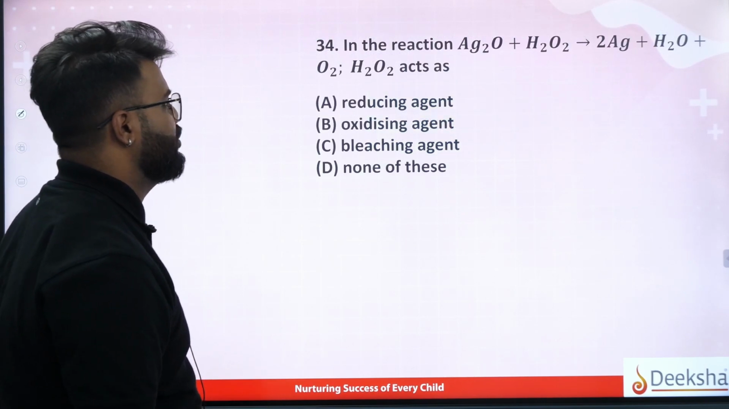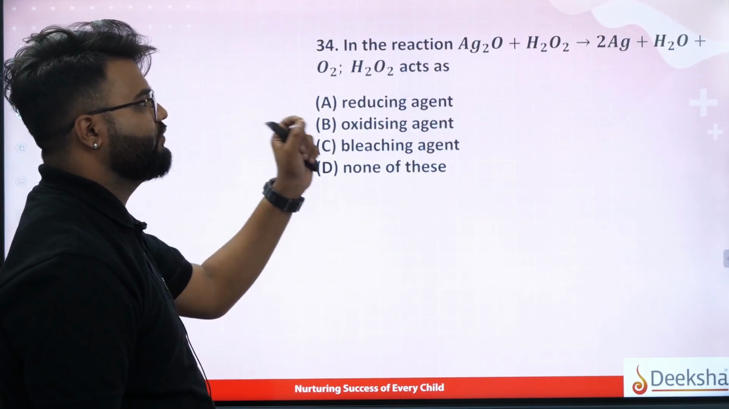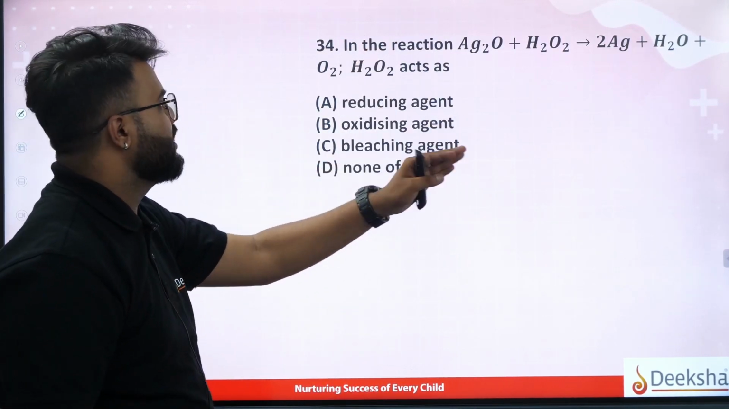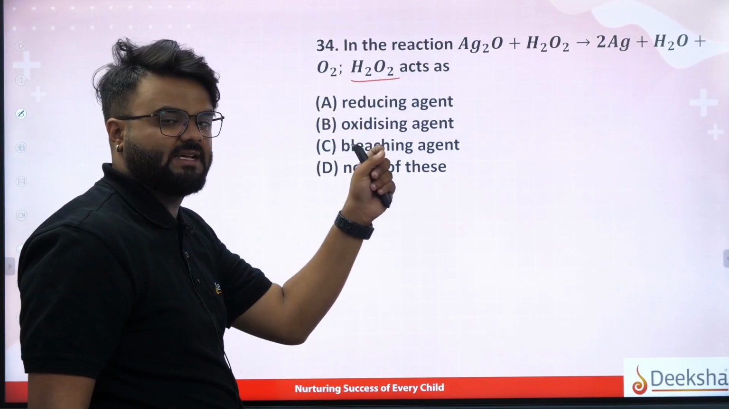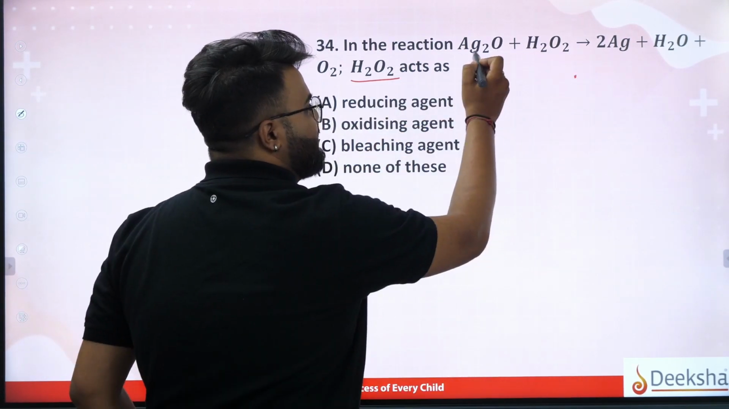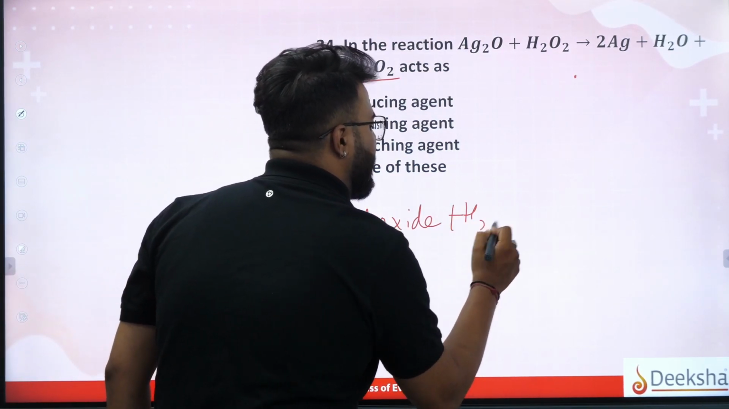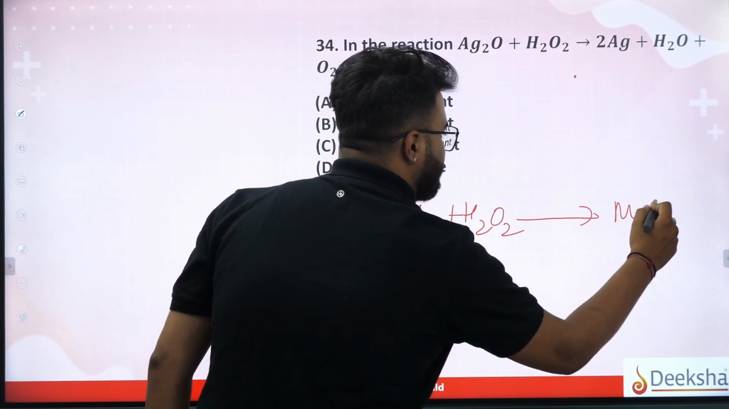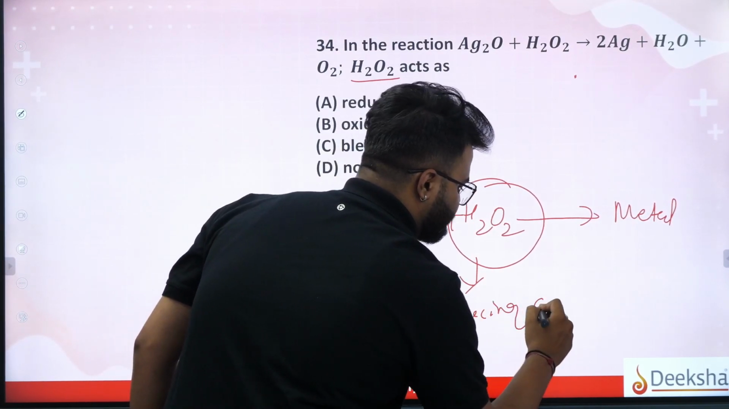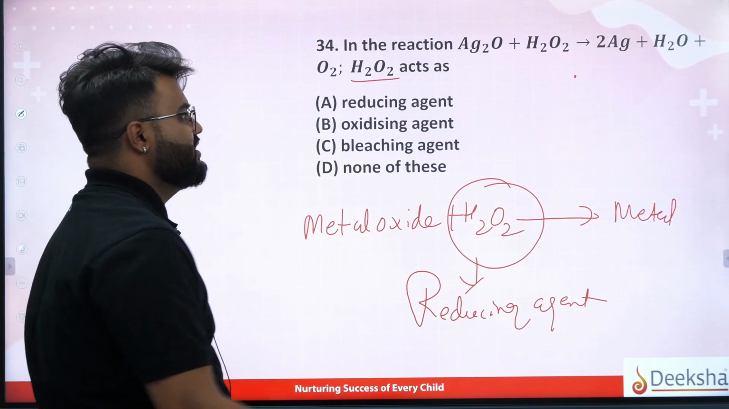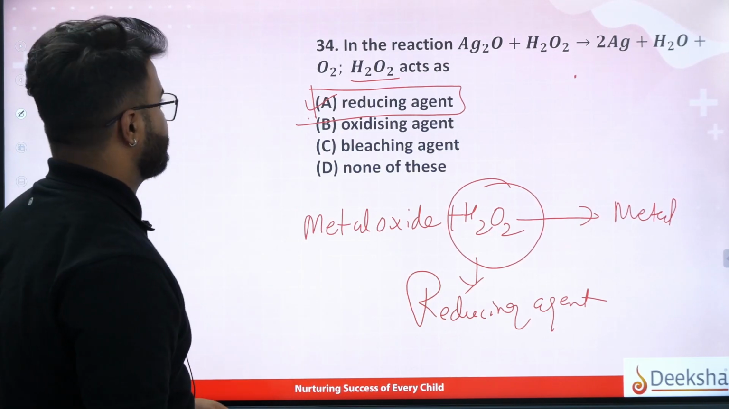Coming back to question number 34, in the reaction Ag2O, that is silver oxide, reacts with hydrogen peroxide to form silver metal with water and oxygen. So what is happening here? They are asking what H2O2 acts as. Here reduction is happening to a metal oxide. Simple guys, when a metal oxide reacts with hydrogen peroxide, it gives the metal. Then hydrogen peroxide acts as a reducing agent. So option A is your correct answer for question number 34.